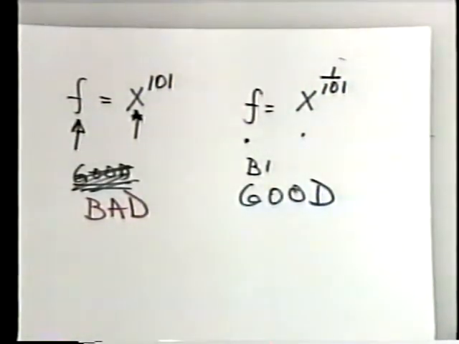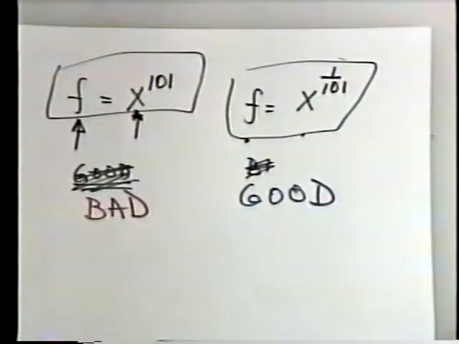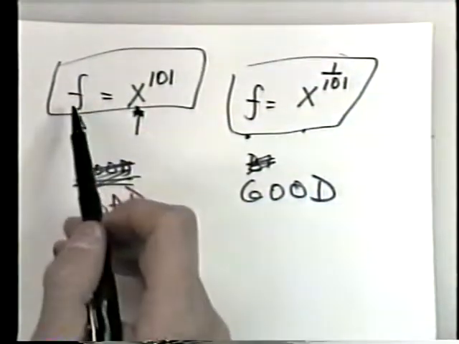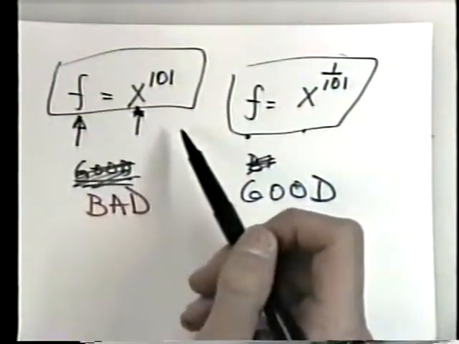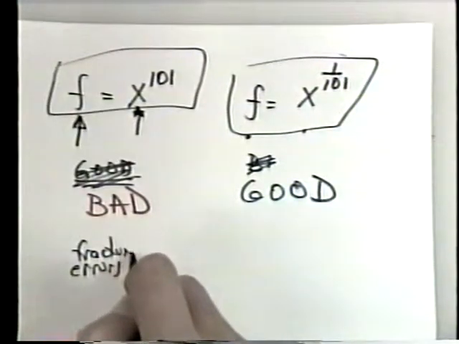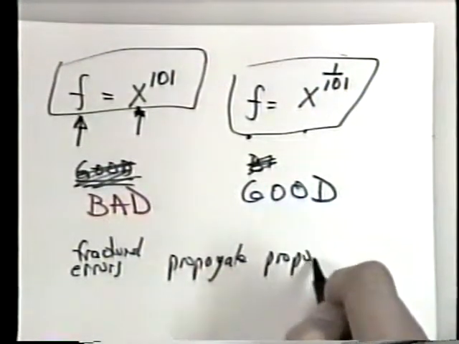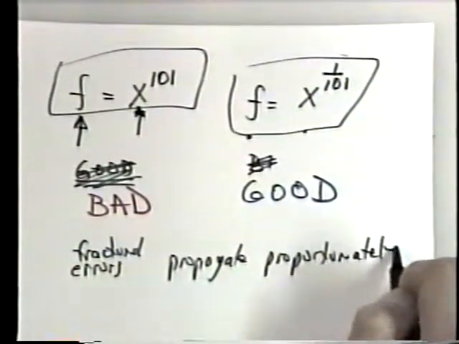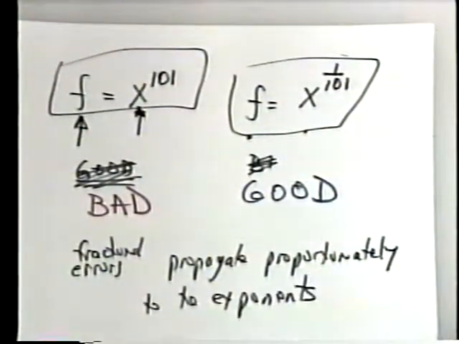This is good. So this is important to keep in mind when we evaluate expressions from data, or from measuring something else and computing something from the data. When we raise it to a high power, the errors propagate, and they propagate proportionally. So the fractional errors propagate proportionately to the exponents. And this is something that's good to know. Okay.